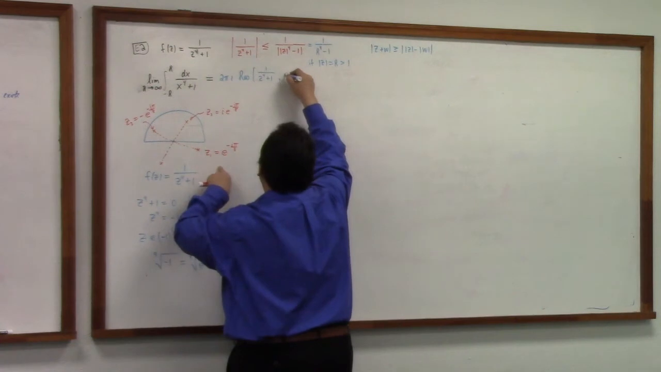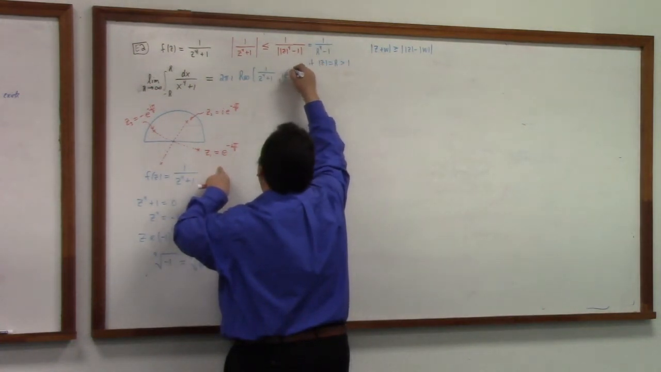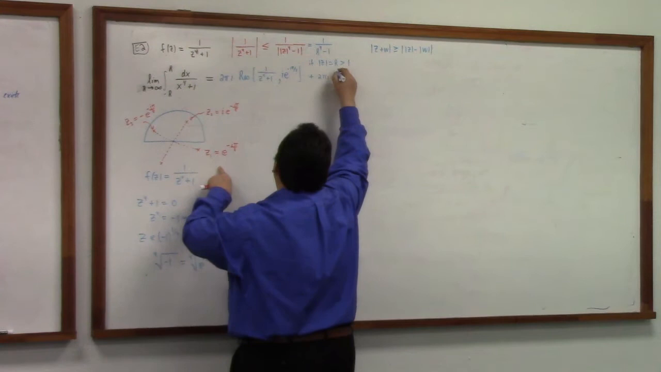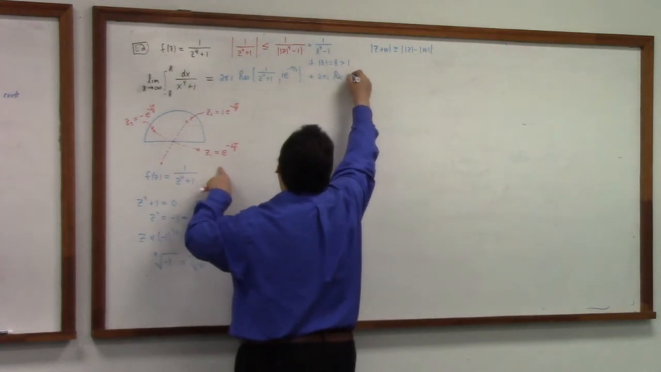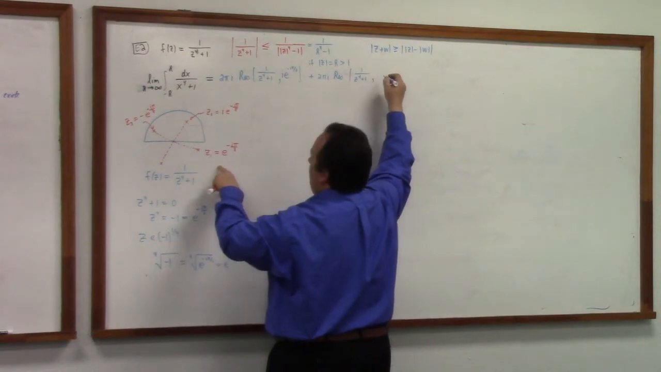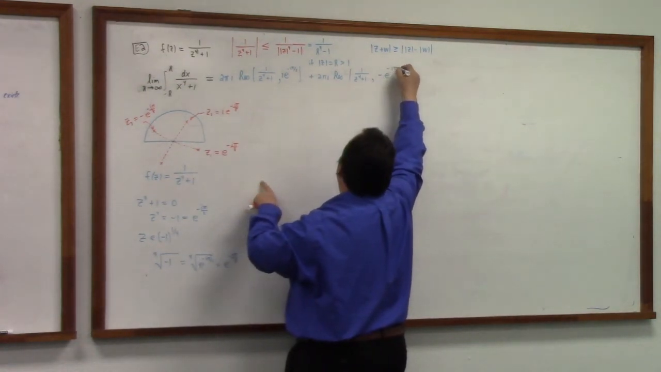At e to the minus I pi over 8, plus 2 pi I times the residue of 1 over z to the fourth plus 1 at I e to the minus I pi over 8.